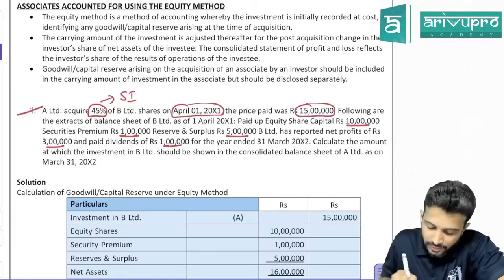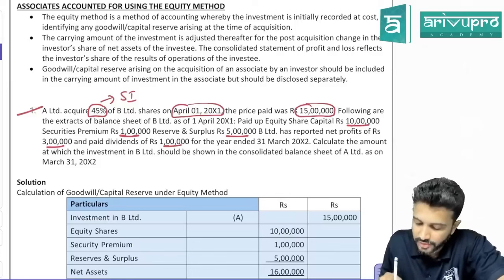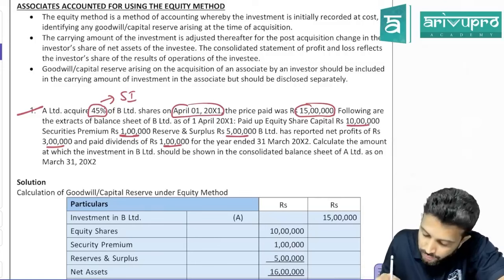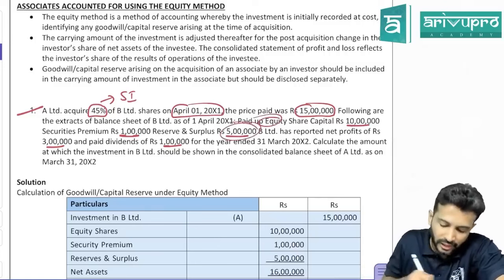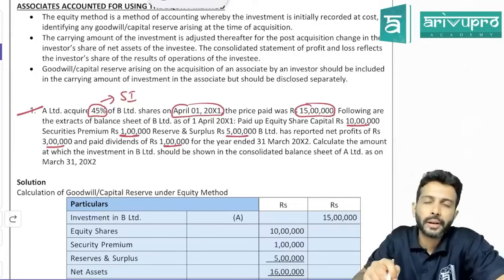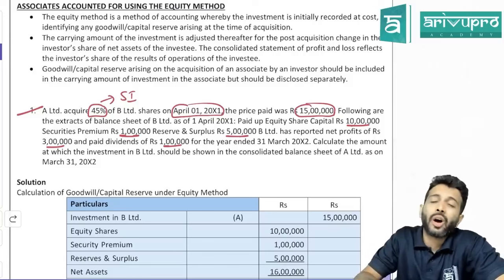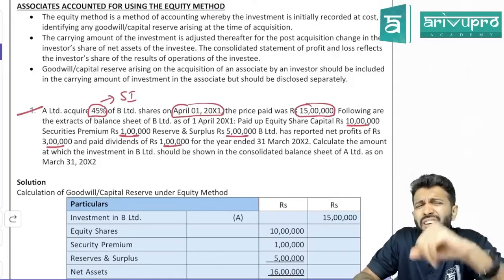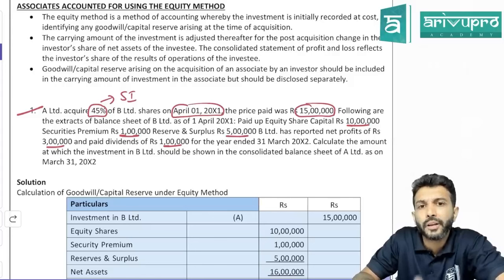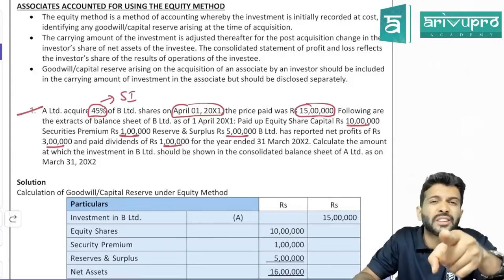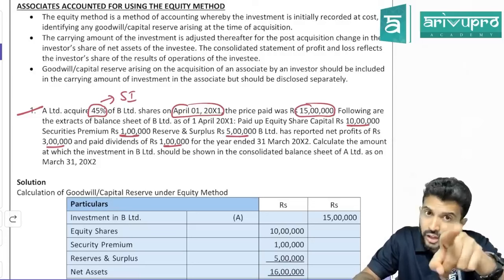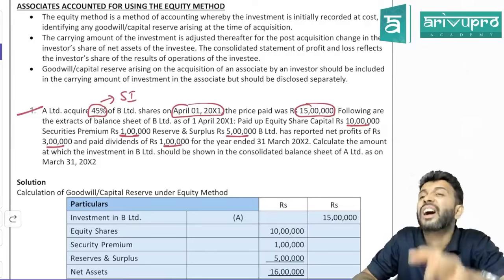Paid up equity share capital 10 lakh, security premium 1 lakh, reserves and surplus 5 lakh. Okay, till here. Sir, on the date of control, these are all share capital and reserves and surplus. One minute, stop there. Why, on the date of significant influence, have they given all this data? Why have they given the breakup of share capital and reserves and surplus? Share capital and reserves and surplus is nothing but your shareholders' funds, which is nothing but your capital employed, which is nothing but your net assets.